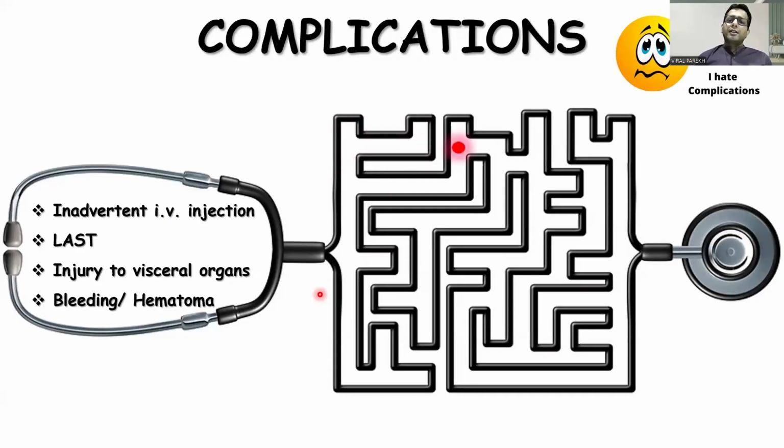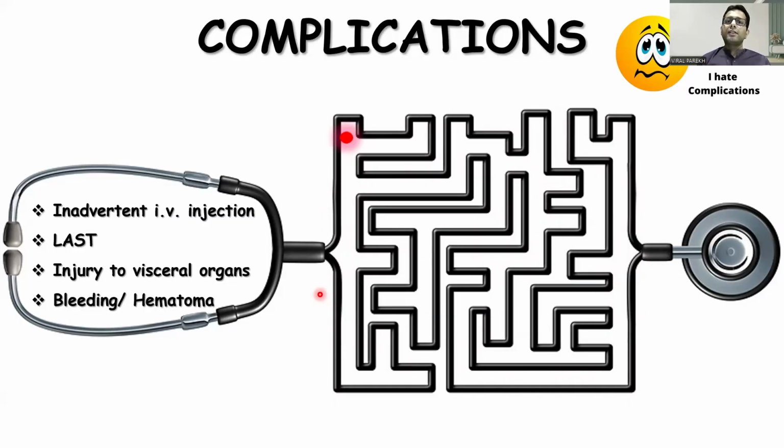As I mentioned, it's a deeper block, so we are bound to face complications. There could be inadvertent intravenous injection. Always keep a watch for LAST. You need to inject slowly and steadily. Wait after giving 4 to 5 ml of local anesthetic. Look for the spread of the local anesthetic.